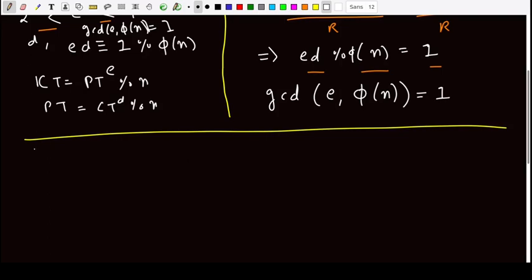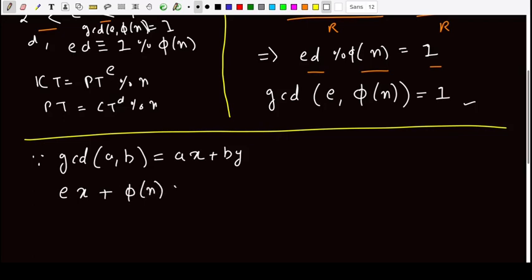Since we know that GCD of A comma B can be written in the form of AX plus BY, similarly, applying the same over here, GCD of E comma phi n will be written as EX plus phi n times Y equals 1. Now let us do this. In equation 1, let us perform a modulo operation on LHS as well as on RHS.